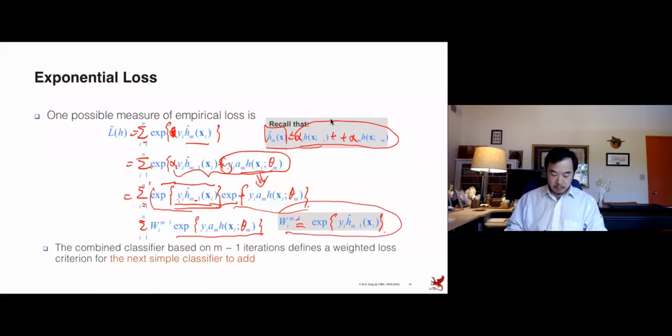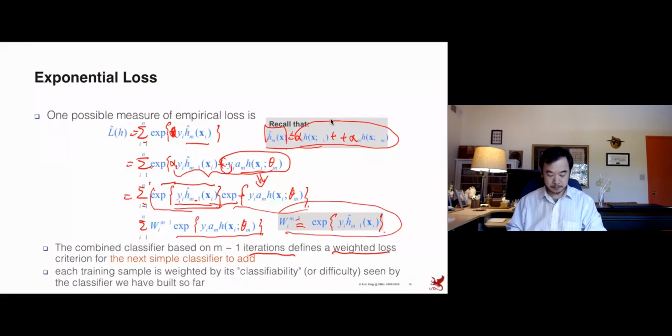So in sum, what's happening is that you combine the classifiers based on the m-1 iterations. They define a weighted loss criterion for the next simple classifier to use. And then you are going to use them to weight each example, and this can be called something like a classifiability or difficulty, as I mentioned earlier.